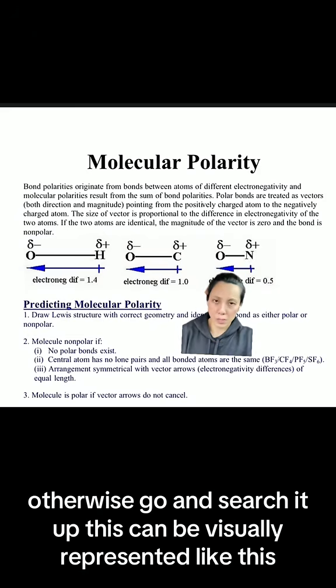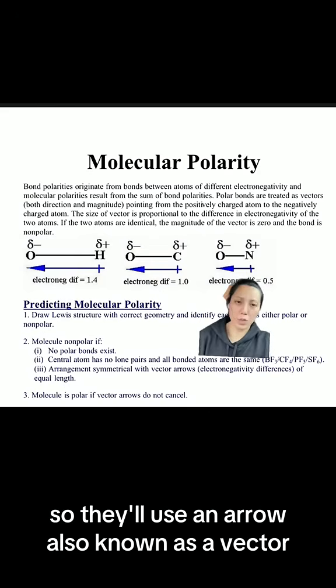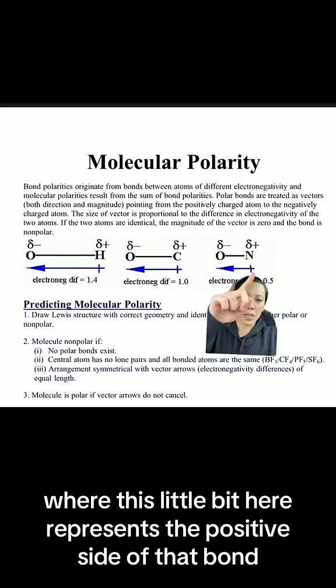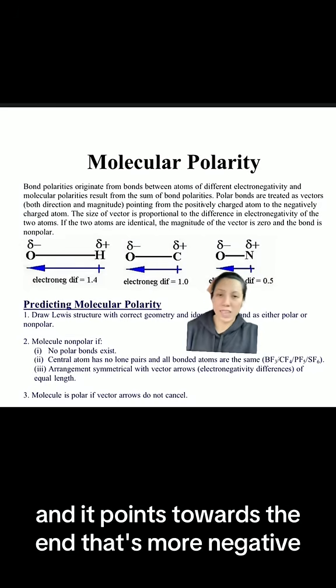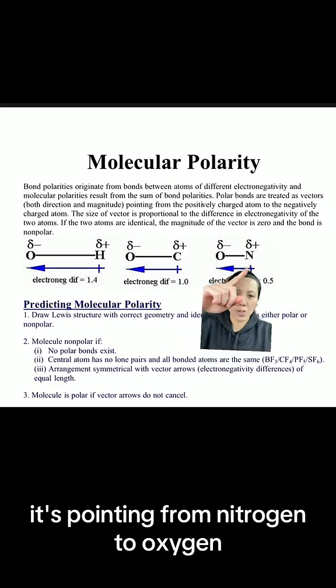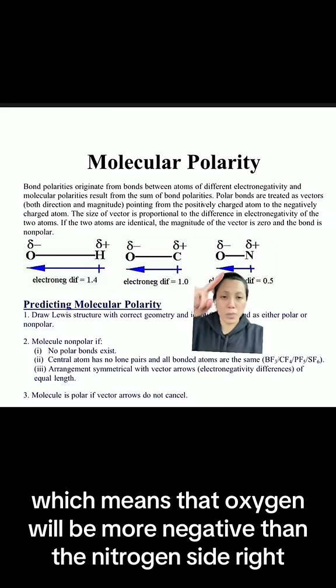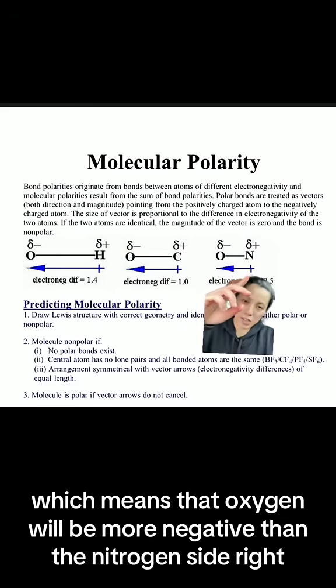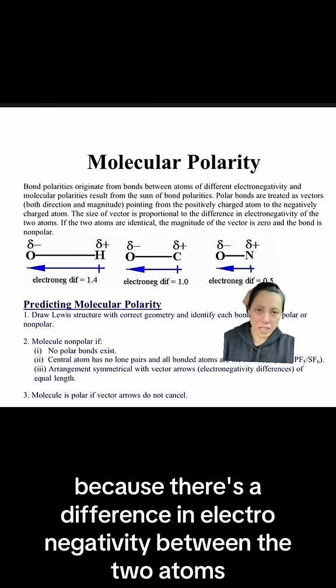This can be visually represented like this. They'll use an arrow, also known as a vector, where this little bit here represents the positive side of that bond, and it points towards the end that's more negative. So you can see here, nitrogen and oxygen, it's pointing from nitrogen to oxygen, which means that oxygen will be more negative than the nitrogen side, right? Because there's a difference in electronegativity between the two atoms.